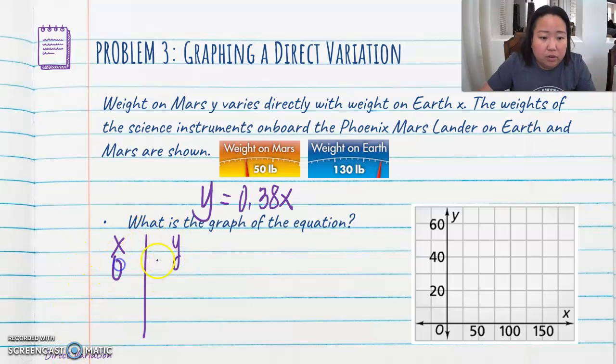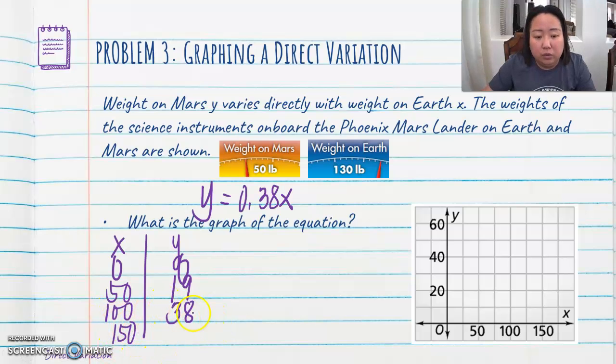If our x is 0, definitely our y is 0. We can have 50, 100, 150, so we can plot those points over here. If x is 100, you just have to move your decimal point 2 places to the right, so this is going to be 38. Now 100, the half of that is 50, so definitely the corresponding y value will be half of 38, which is going to be 19. Then you add another 19 to 38, that's going to be 57.